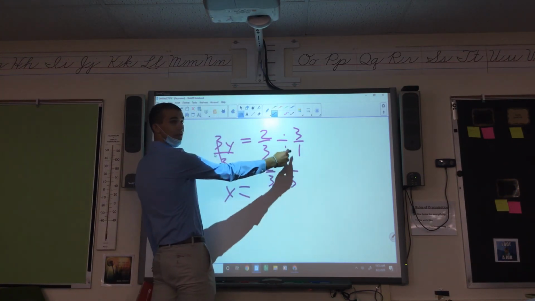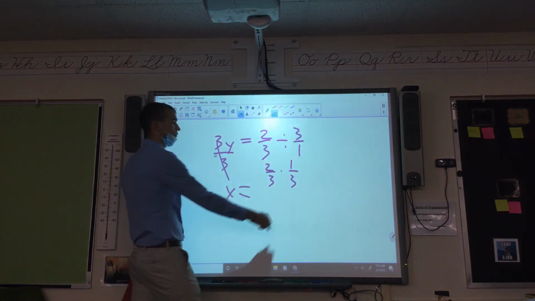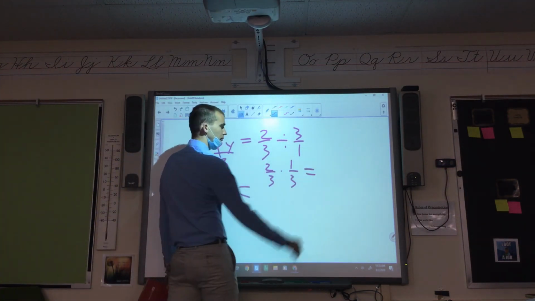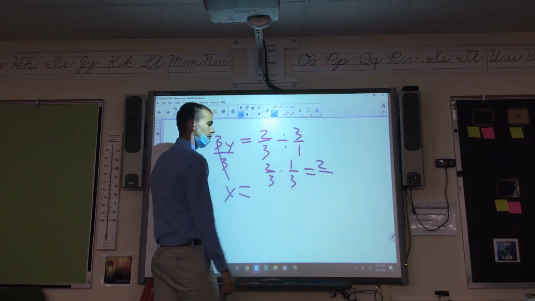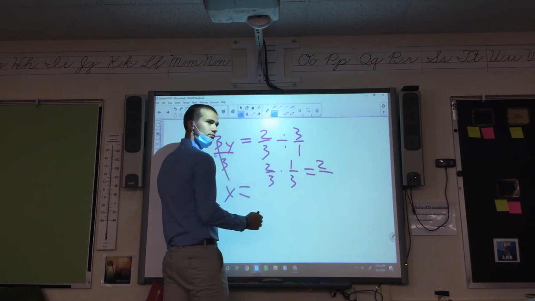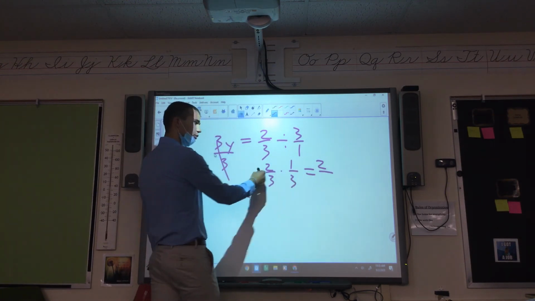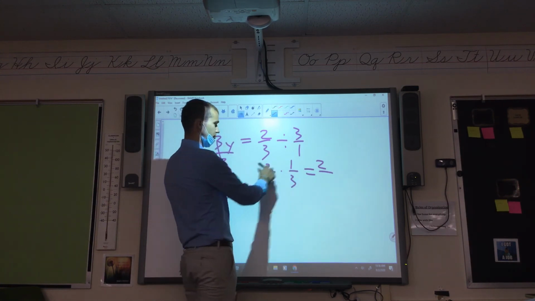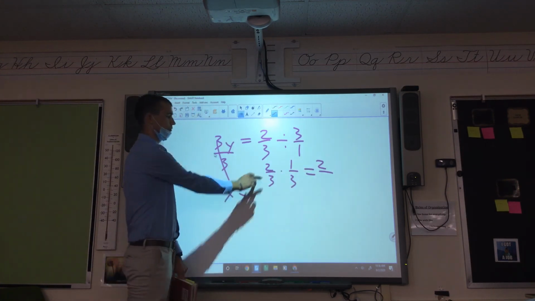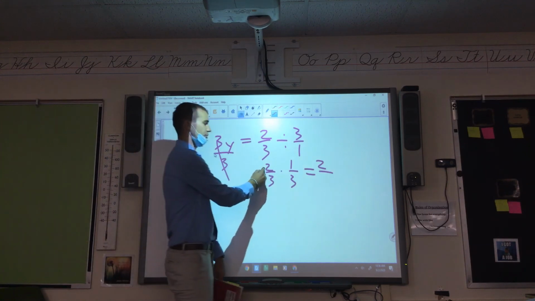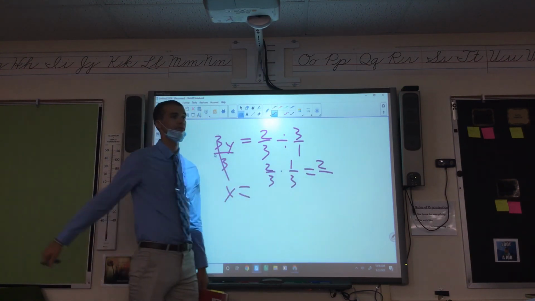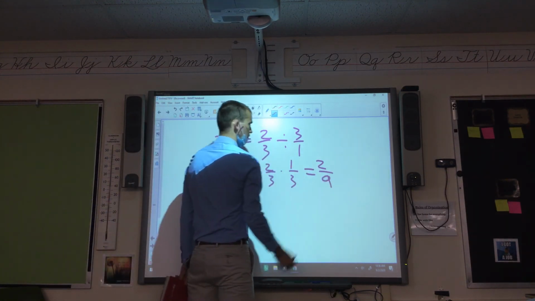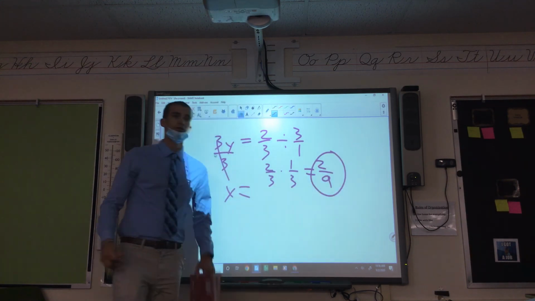Is there anything we can cancel out? No. So we multiply straight across. If you were adding them, then you would just add up the top and keep the bottom. But multiplying means you multiply everything. 2 times 1 is 2. 3 times 3 is 9. So 2 9ths is what you get for that one.